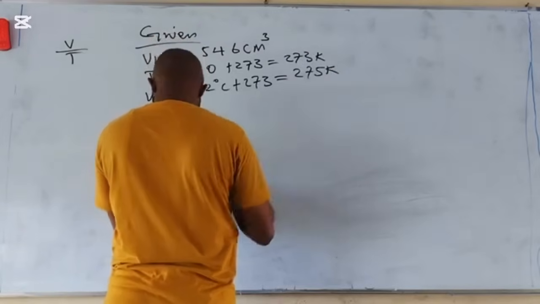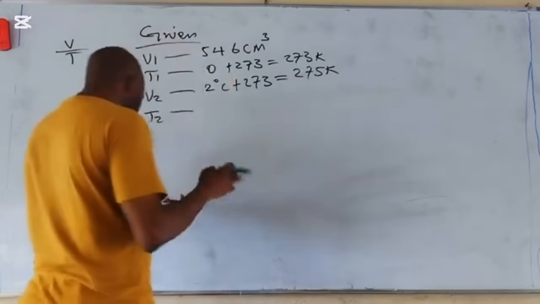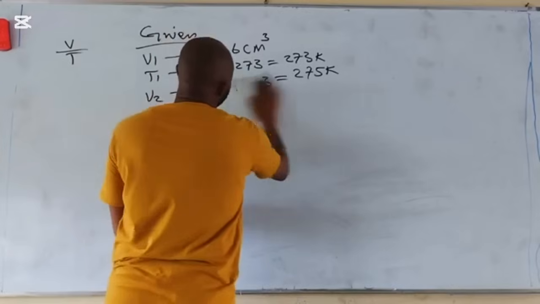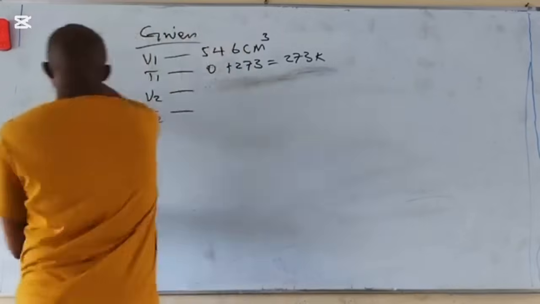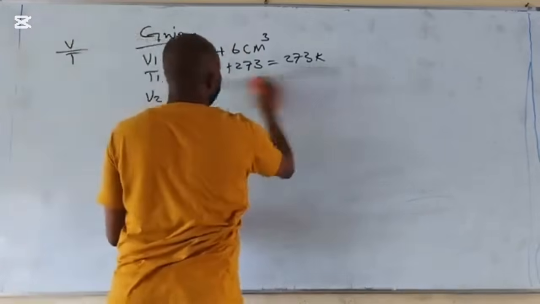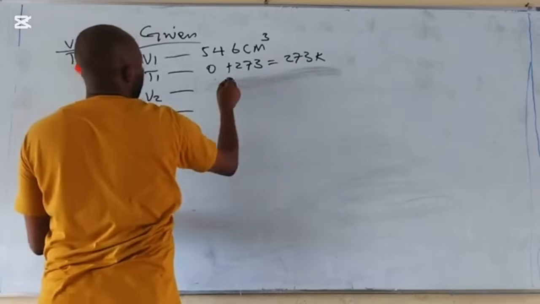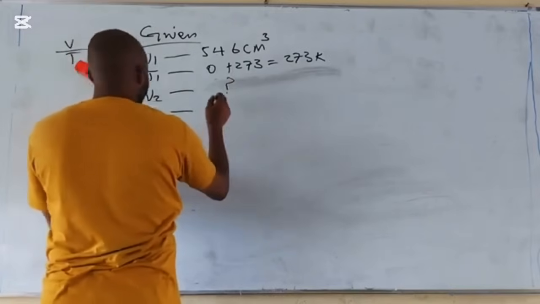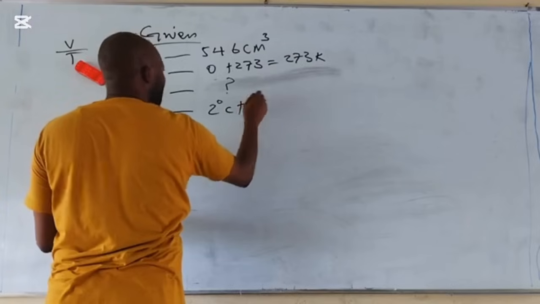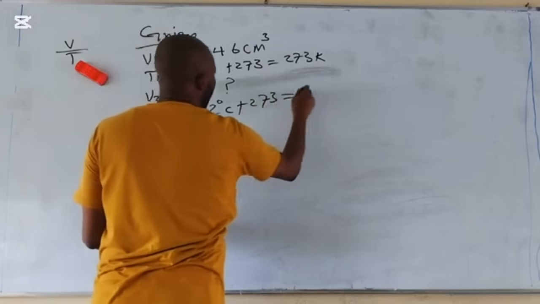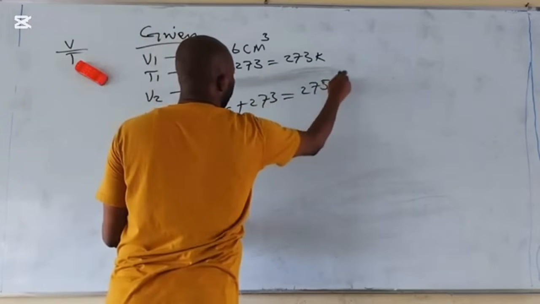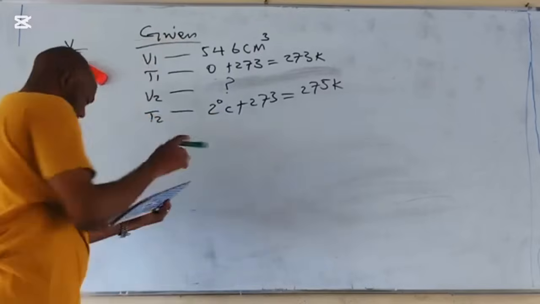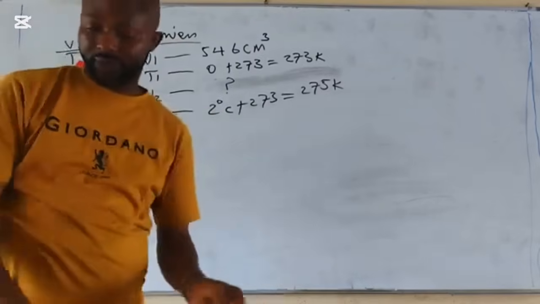Sorry, no, that's not it. It said, what is the volume? So we're looking for V2. That's not supposed to be there. What is the volume? The air is at 2 degrees Celsius. So we just add our 273, which is 275 Kelvin.